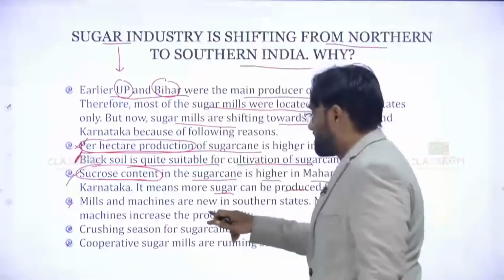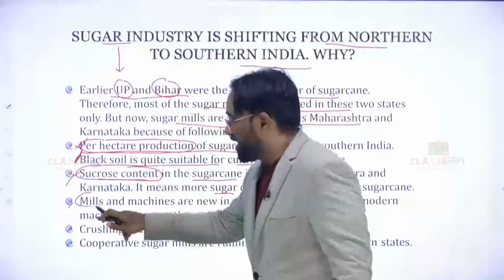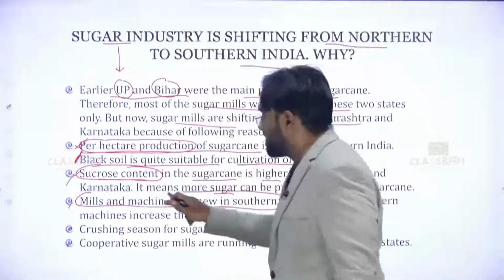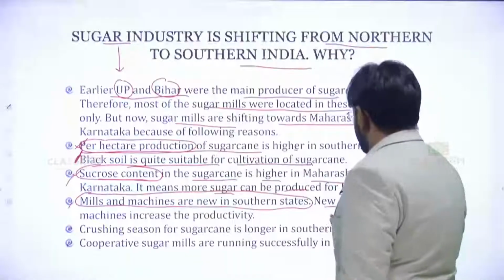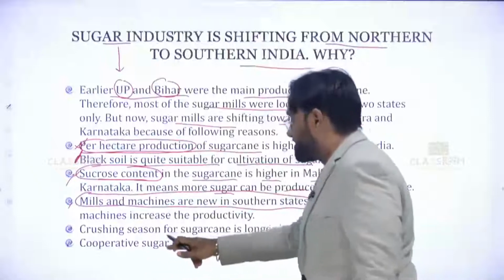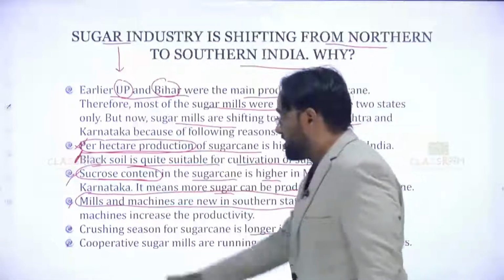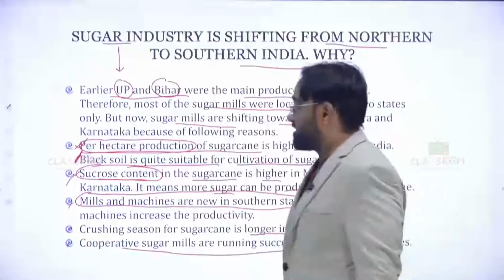Mills and machines are new in southern states. What else do you want? You have modern equipment coming here. New and modern machines increase productivity. The crushing season for sugarcane is longer in southern states, and cooperative sugar mills are running successfully in southern states.